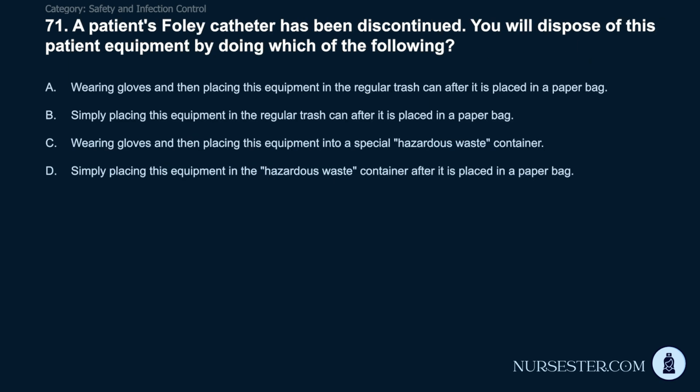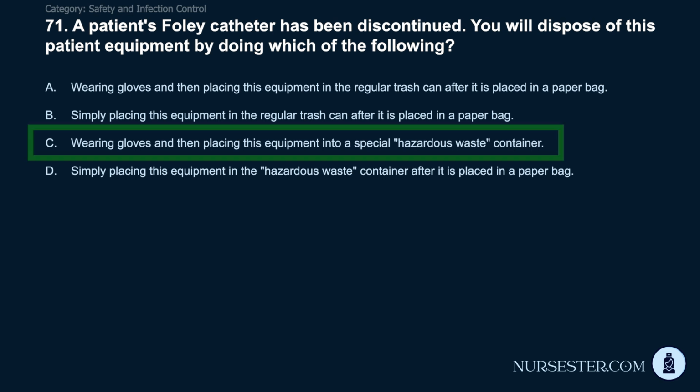71. A patient's Foley catheter has been discontinued. You will dispose of this patient equipment by doing which of the following? A. Wearing gloves and then placing this equipment in the regular trash can after it is placed in a paper bag. B. Simply placing this equipment in the regular trash can after it is placed in a paper bag. C. Wearing gloves and then placing this equipment into a special, hazardous waste container. D. Simply placing this equipment in the hazardous waste container after it is placed in a paper bag.